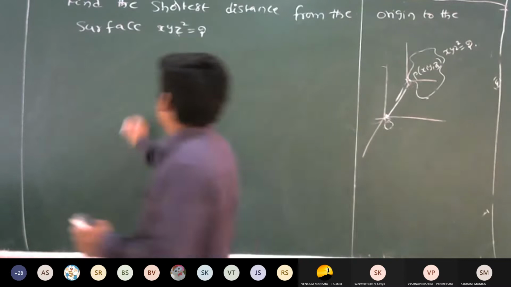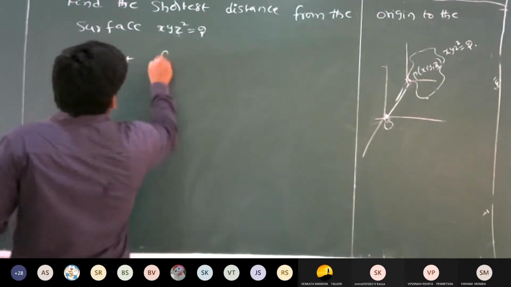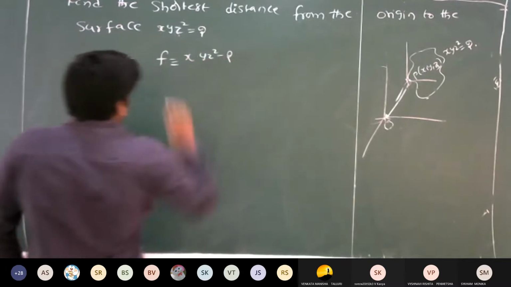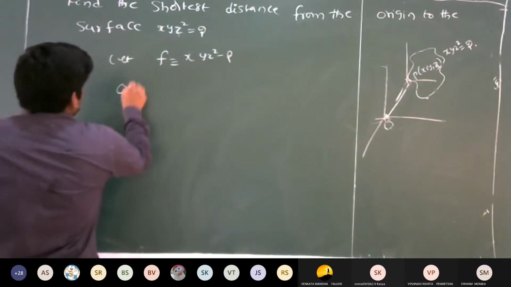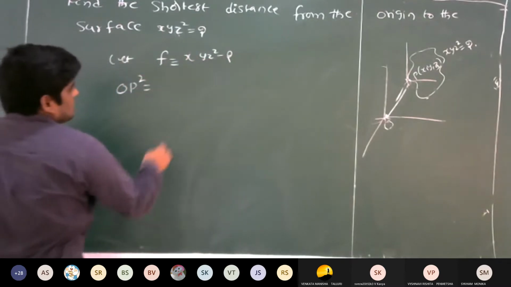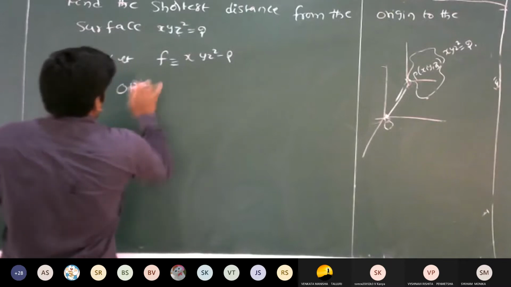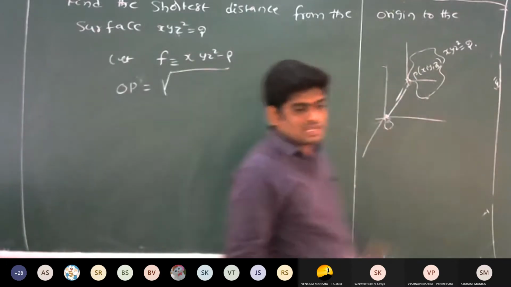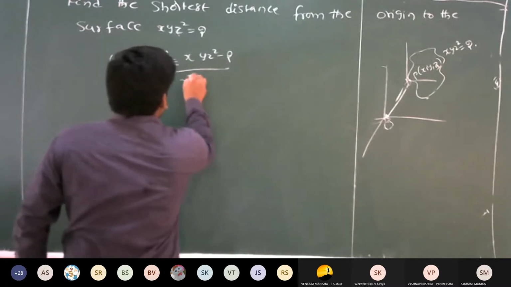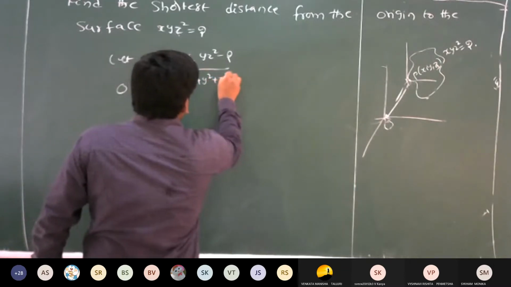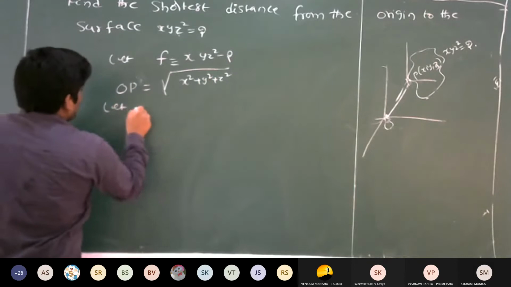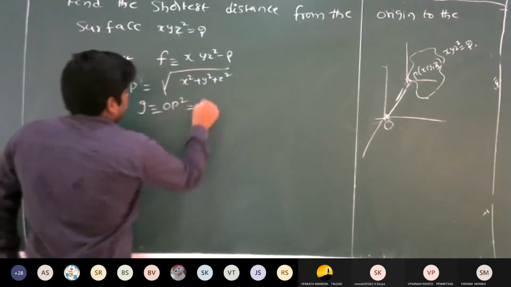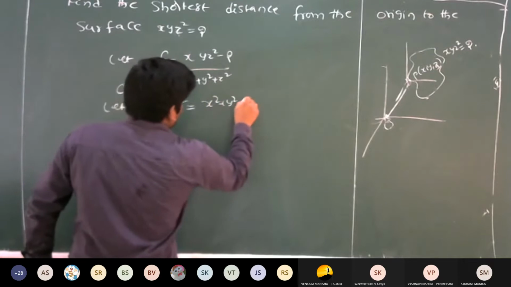Likewise, let us assume f is equal to xyz square minus 2, and the distance is OP square. What is the distance from the origin to this point? It is x square plus y square plus z square. So let us assume g is equal to OP square, that is equal to x square plus y square plus z square.